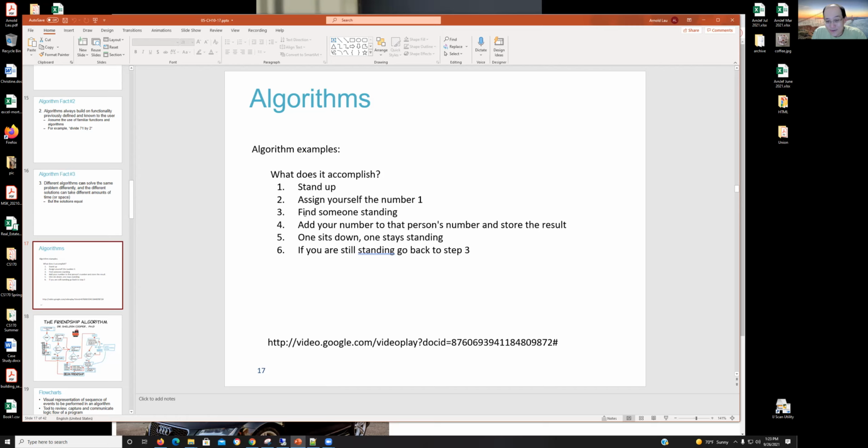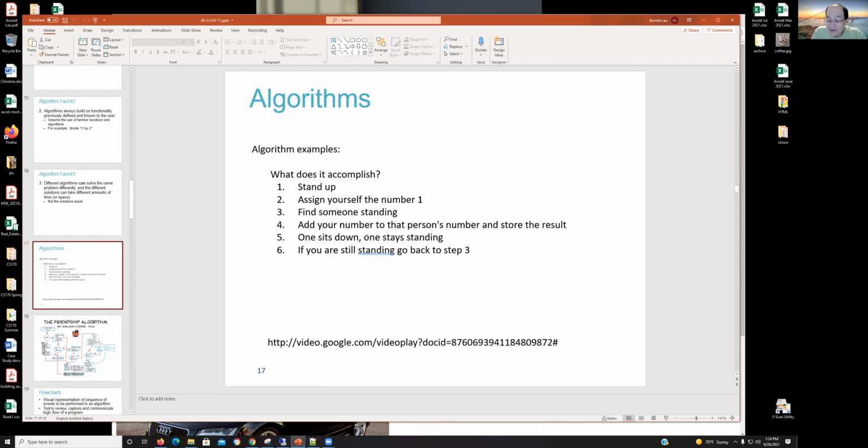I'll give you a second, or you can pause this. Think about that. If you think about it, what it's essentially doing is totaling up the number of people in the class. You keep going through until almost everybody is sitting down except for one person, and that one person would have accumulated all of the number ones from everybody else. Therefore you would have the total number of people in the class. So this is an algorithm to count the number of people in the class.